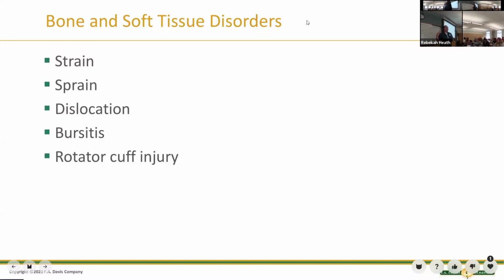But when you have a dislocation, that joint is made to function in a very specific way, and when it can't function in that way, it's incredibly painful. Bursitis is irritation of the bursa, kind of a sac inside the joint. That can get very painful for patients.